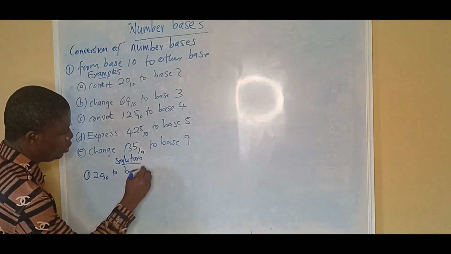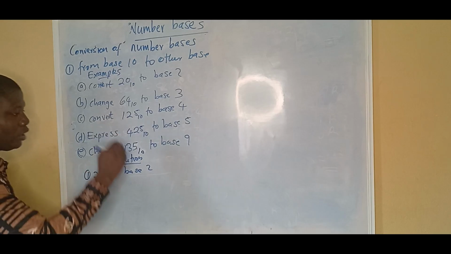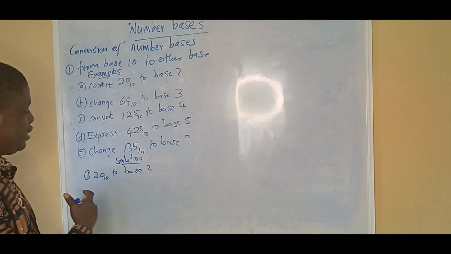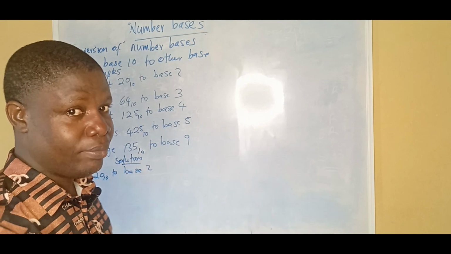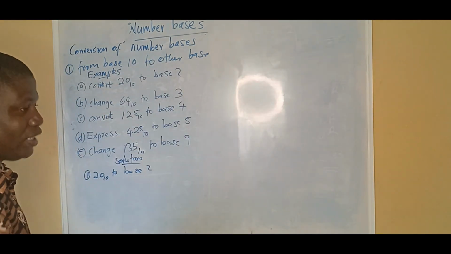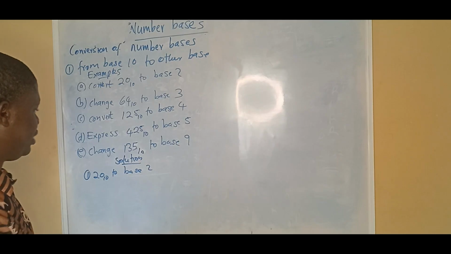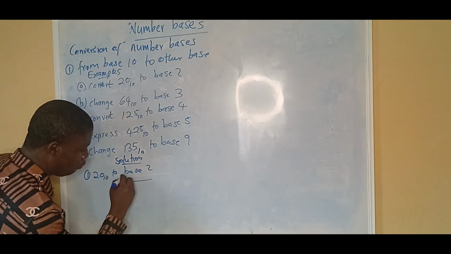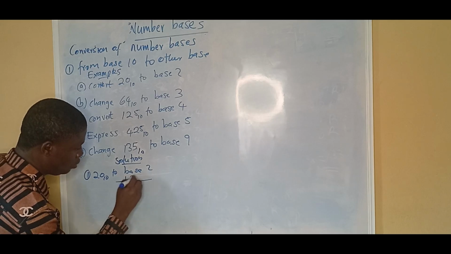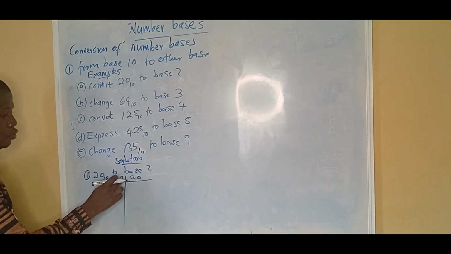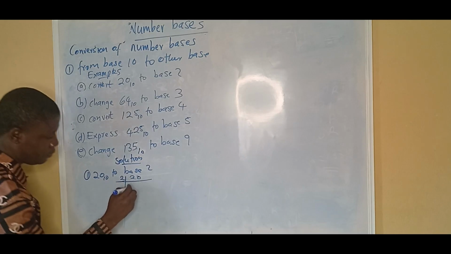To base 2. So here, you are going to divide all through with what? 2. If you are converting a number which is in base 10 to any base, you divide that number with the base you want to convert it to. You divide all through with that particular number. So we are going to be dividing 20 by what? 2.